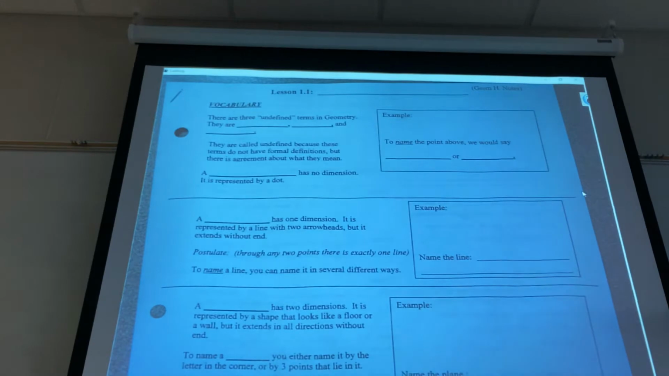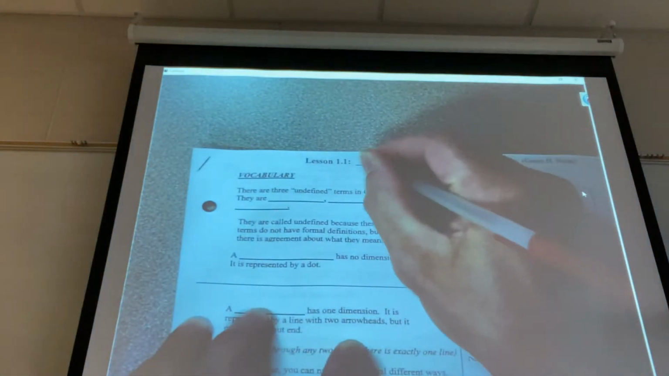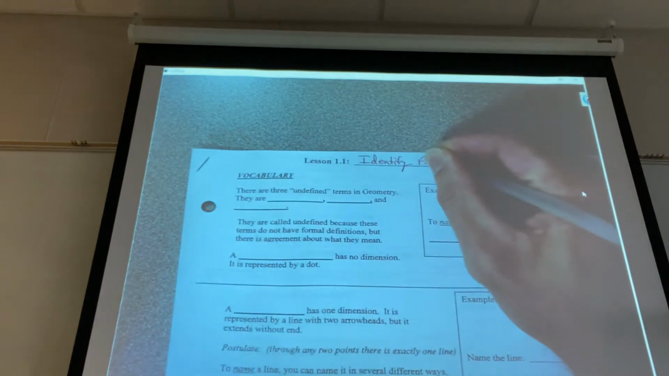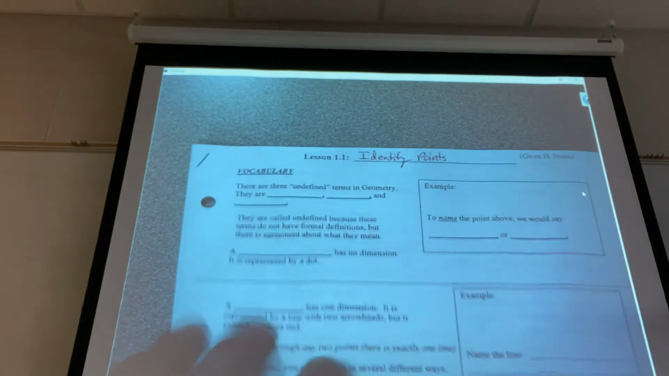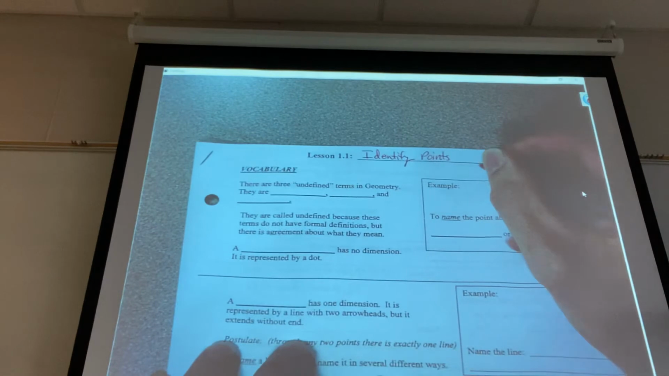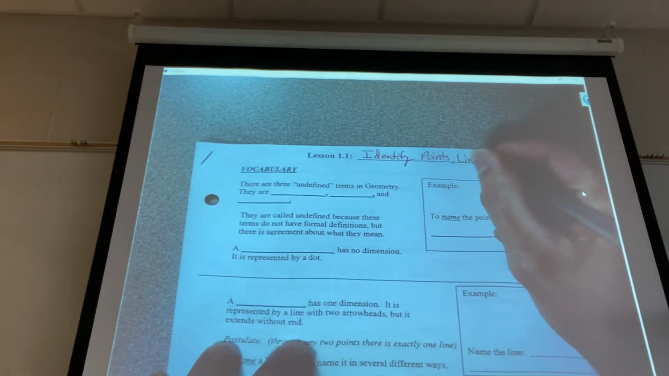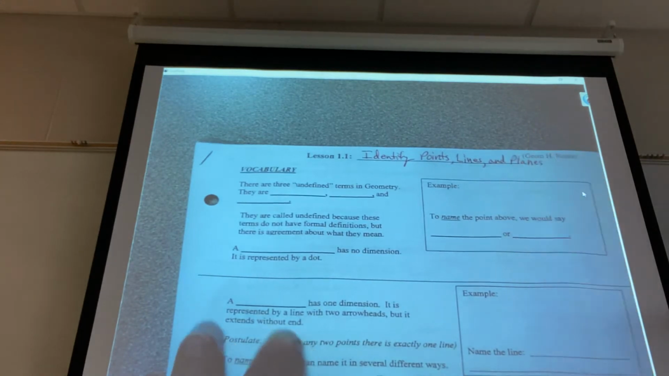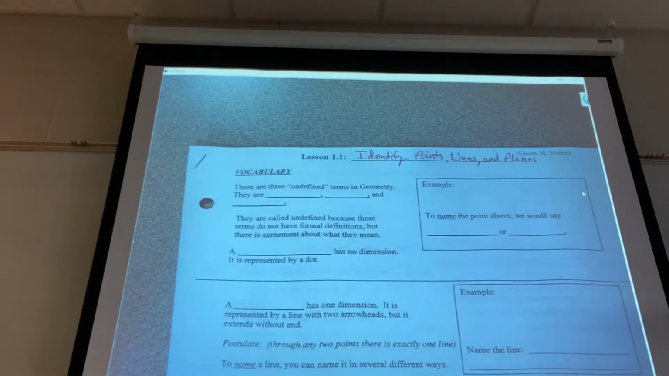1.1 is titled Identify points, lines, and planes. And there's some other stuff that's going to be tossed into this section as well. I hate notes that have just fill in the blank stuff.